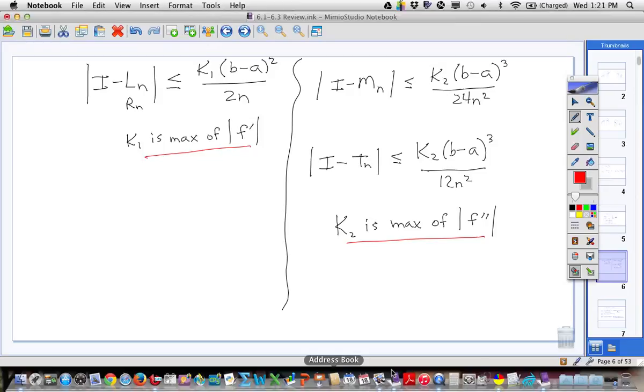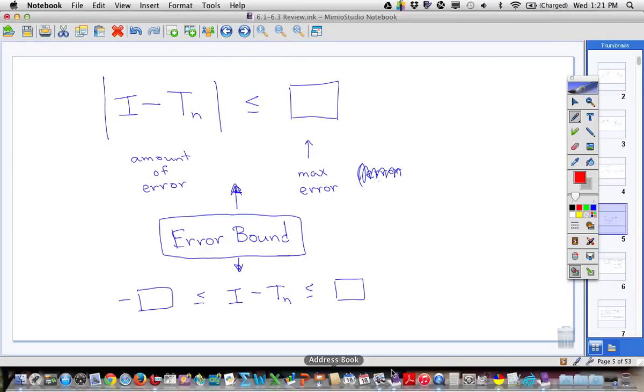Should be pretty straightforward. Now, how would I ask that? Well, I might say, use the formula to find the max error. Well, right, that's what I want. It's that number right there, right?